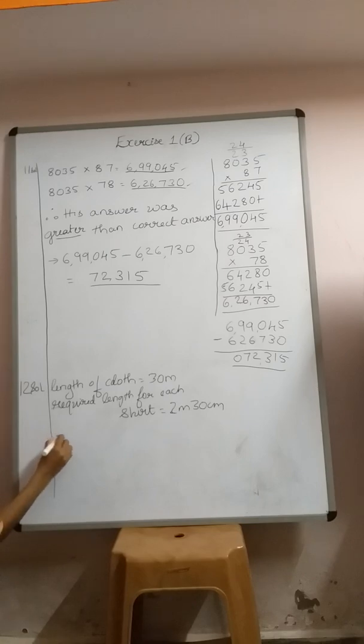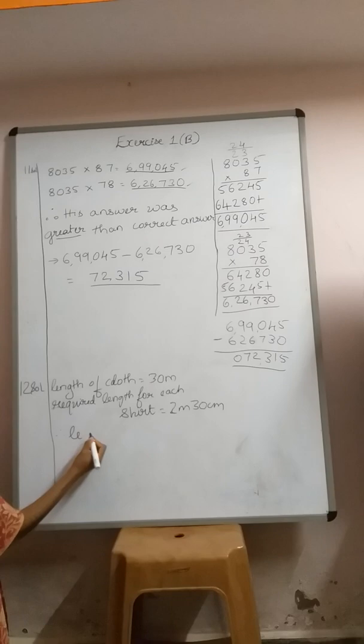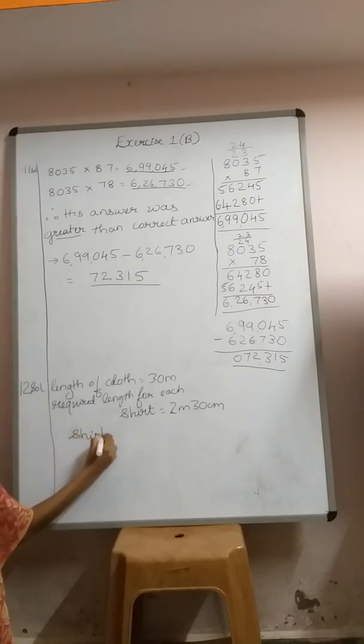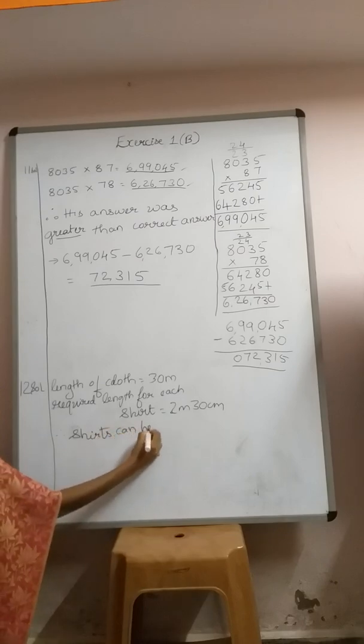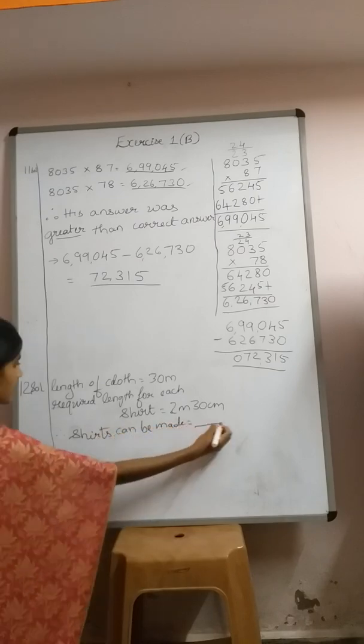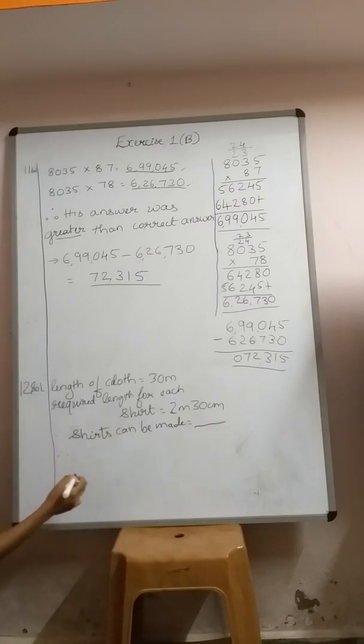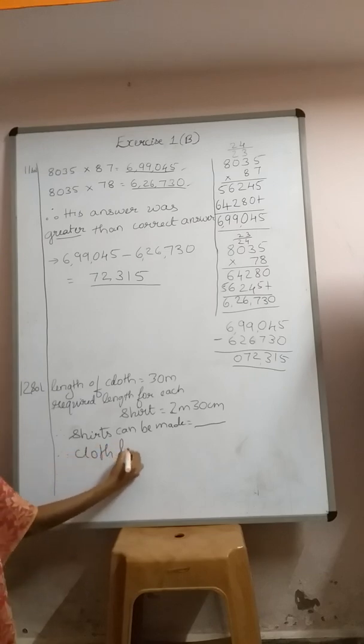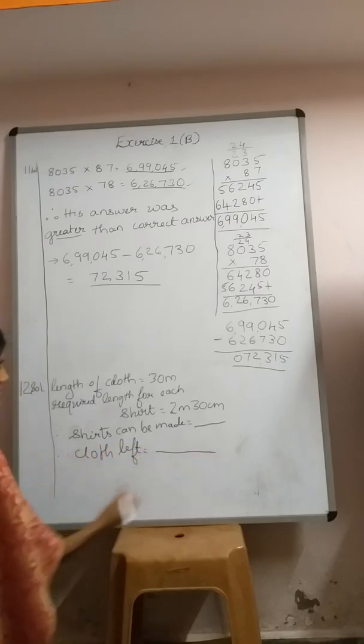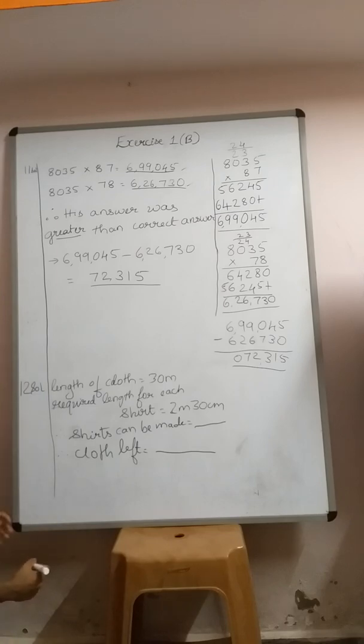Okay, therefore, what you should find here? Therefore, how many shirts in all can be made and how much length of cloth will be left. Therefore, shirts can be made. Okay, let us write. Therefore, shirts can be made equal to, let us keep a dash. And therefore, cloth left. Yes, cloth left also we don't know. So let us find out.